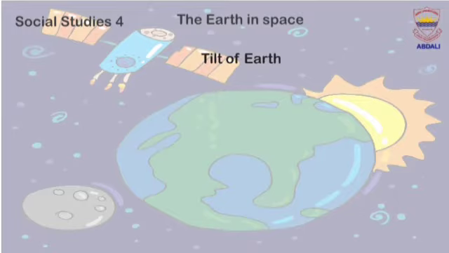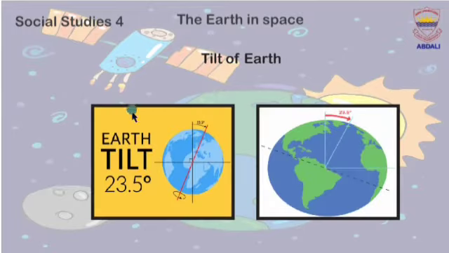Tilt of Earth. Do you know our Earth is slightly tilted? How can you explain what is tilt? Let me explain first what is tilt. Tilt means our Earth is slightly bent. Tilt means our Earth is slightly bent from its axis.